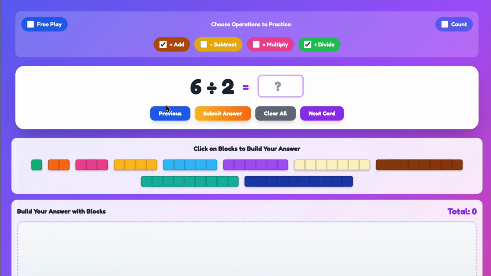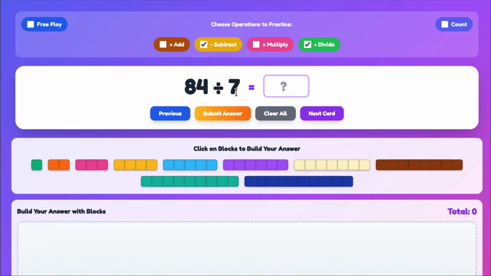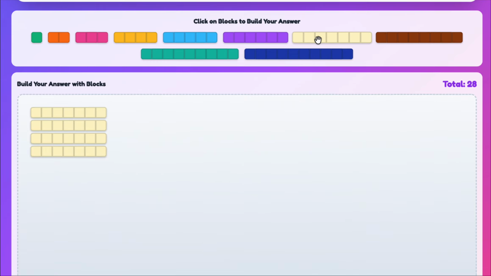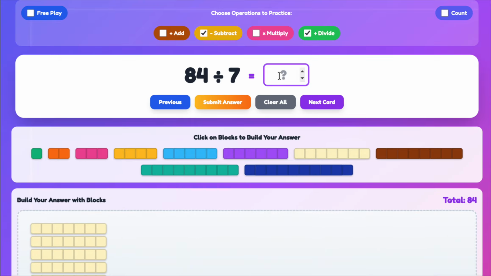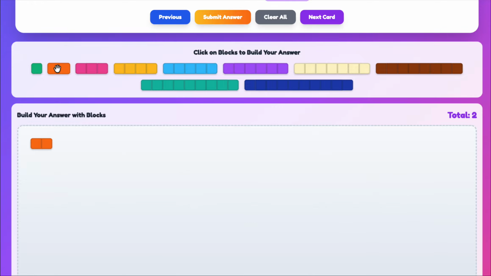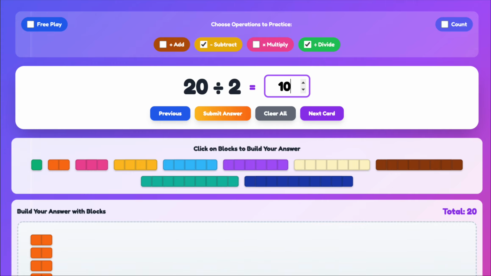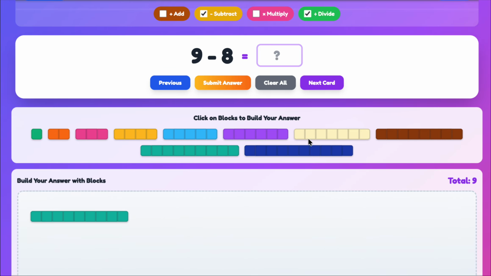Maybe I just want to do addition and dividing, or subtracting and dividing, right? So here it just says I'm building by 7s till I hit 84. How many did I use? 1, 2, 3, 4, 5, 6, 7, 8, 9, 10, 11, 12. So I needed 12. Next card, 20 divided by 2. I'm just counting by 2s till I hit 20. Well, if I count them, I'll know I counted 10 of them. There's 10 here. Now I'm going to be on subtraction because that's what I've chosen. 9 and 8. My difference is 1.